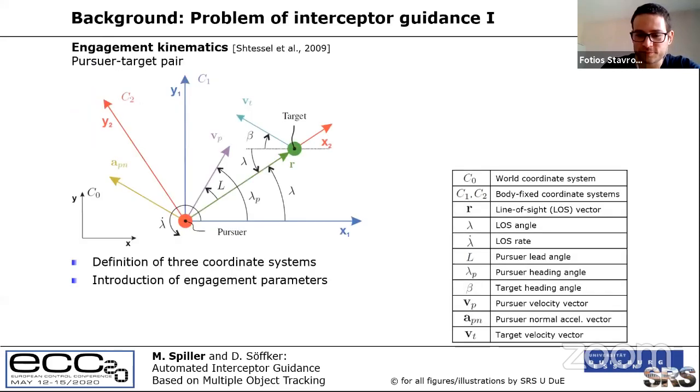In the following, the engagement related parameters are discussed. We can see here a pursuer target pair. The pursuer is denoted by the red dot and the target is denoted by the green dot. Three coordinate systems are introduced, the world coordinate system and two body fixed coordinate systems, C1 and C2. The body fixed coordinate systems have the origin at the center point of the pursuer. The x-axis of the C2 coordinate system is aligned with the LOS, the line of sight vector R. So the x-axis rotates with the LOS. The goal of the guidance is to minimize the distance between the pursuer and the target, so to minimize the length of the vector R.